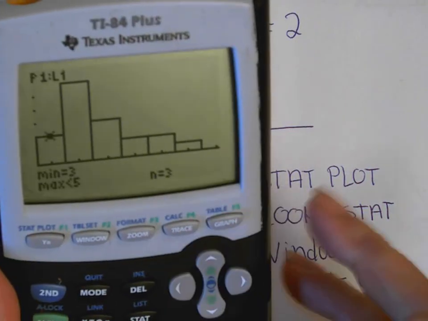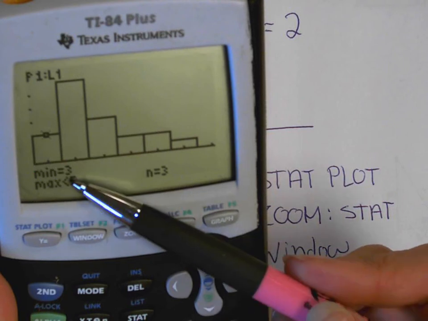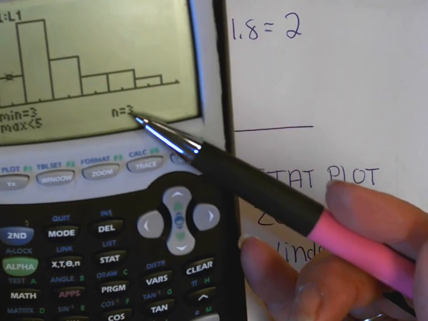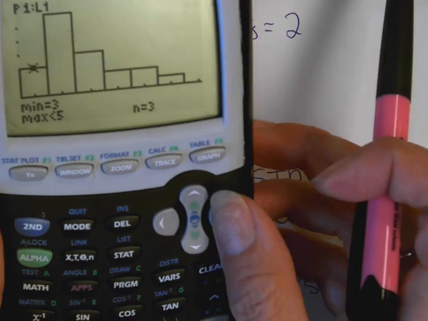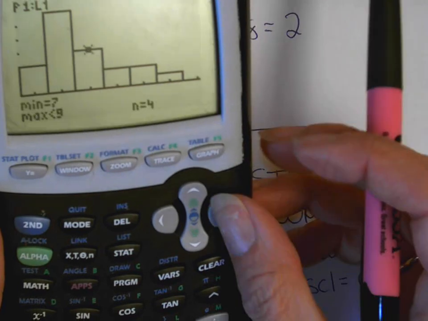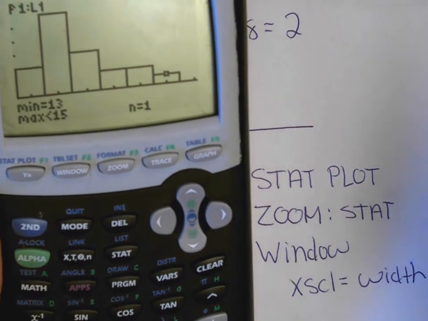And then if you trace, you can see they're telling me the minimum value of 3 and then under 5, because remember we went 3 to 4, but then it tells me how many are in there. There's 3 there, and if you arrow over you can see there's 8 in the next one, 4, 2, 2, and 1. So it matches perfectly.